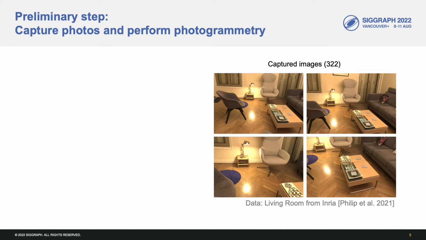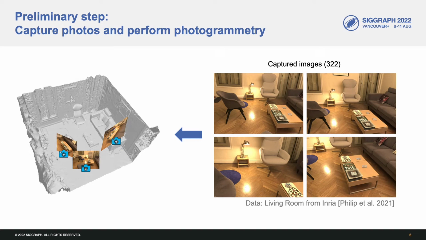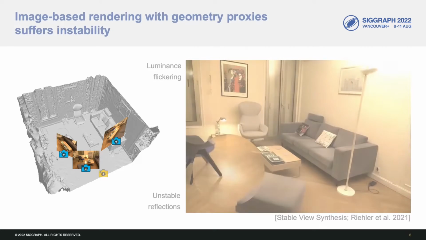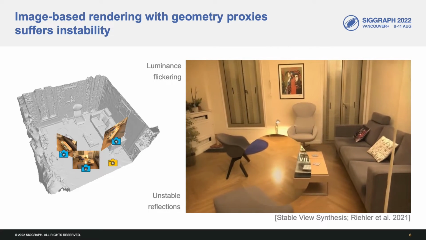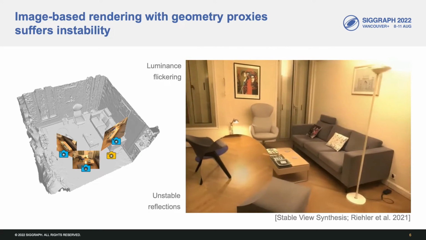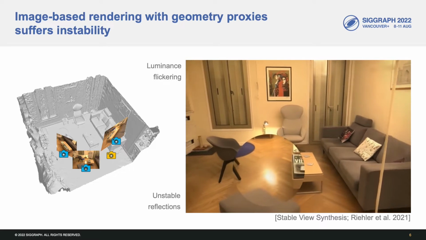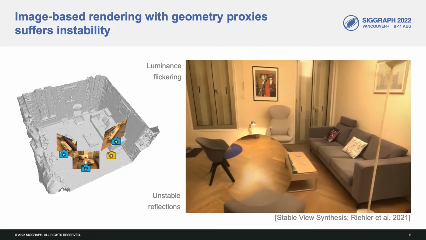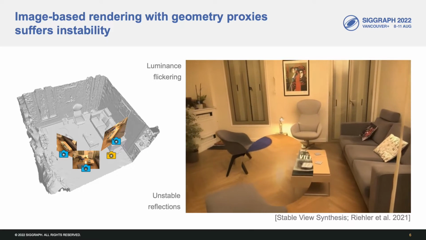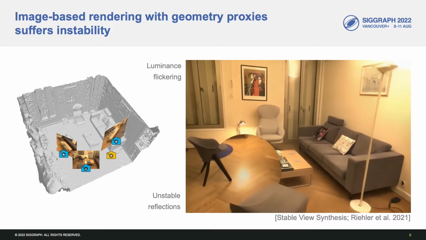Then we perform photogrammetry via structure from motion and surface reconstruction to create a mesh of the scene. Oftentimes we call this a geometry proxy, especially as its accuracy reduces. To create novel views, we can use image-based rendering to project and blend the input images onto the geometry proxy. Modern approaches use deep features to improve quality, but this can lead to luminance flickering or unstable reflections because the density of input sampling is not sufficient for these interpolation-based approaches.